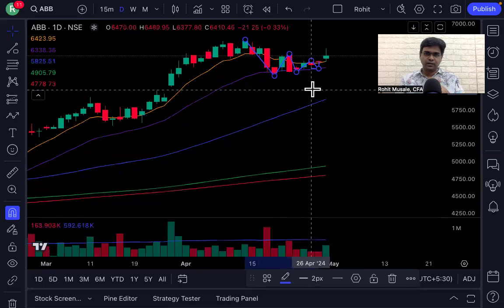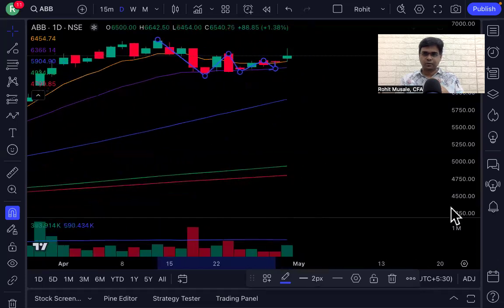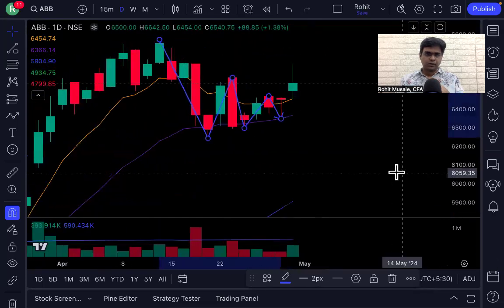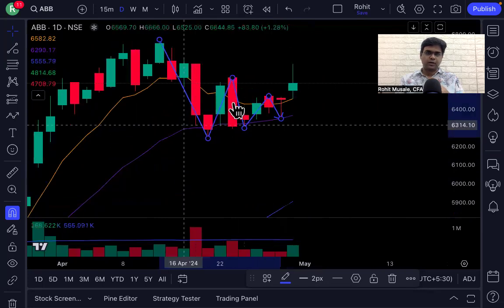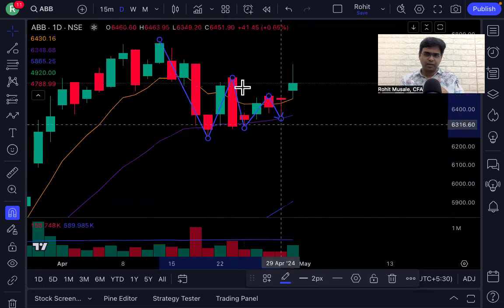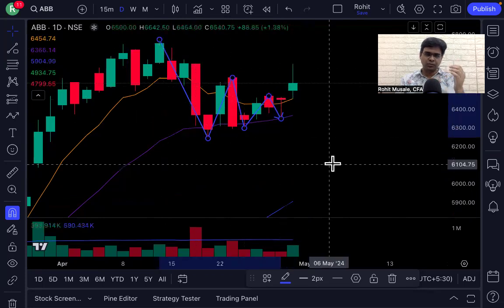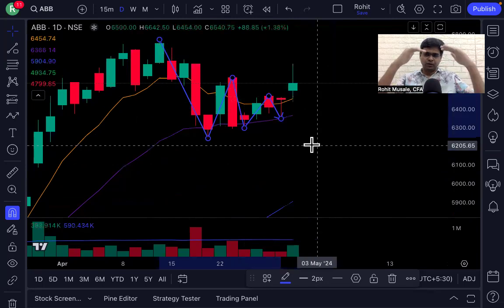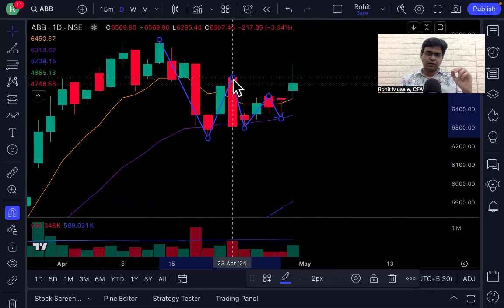But if you look at this base properly, points 1, 3, and 5 are my buy points. This is where I plan to buy the stock. But point 5 is in the lower half of the base. So that is why I decided to take a trade at point 3.